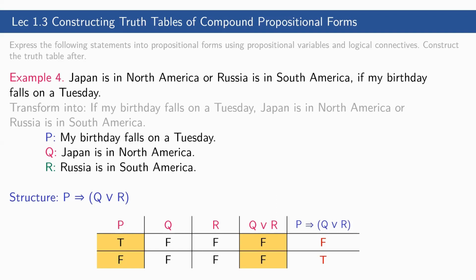And then next, P implies Q or R. To take a look at the yellow colored cells, true implies false will be false, and then false implies false will be true. So there will be two possible combinations for this. First, when P is true and when P is false. Those will yield different truth values for the entire statement.